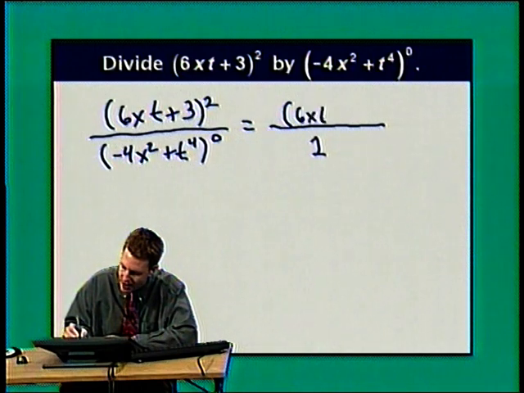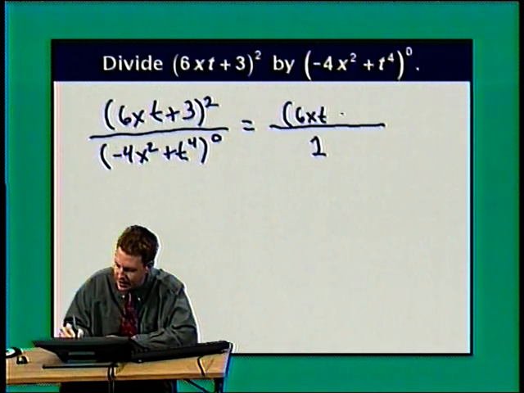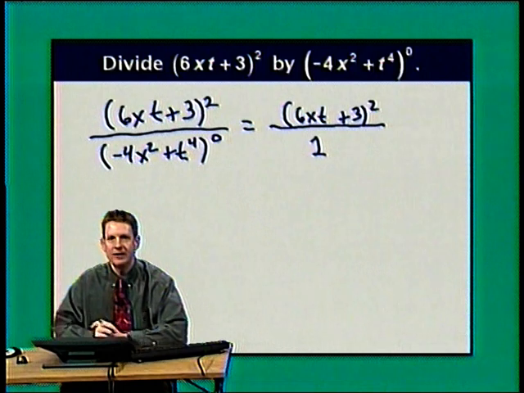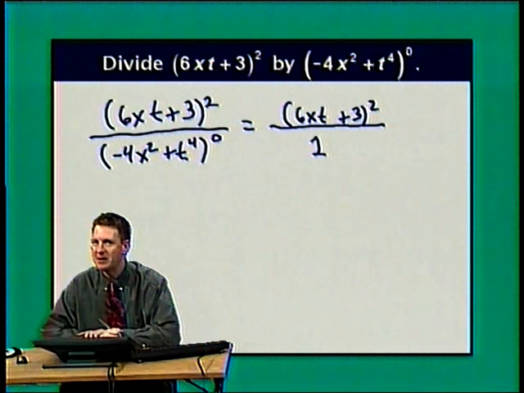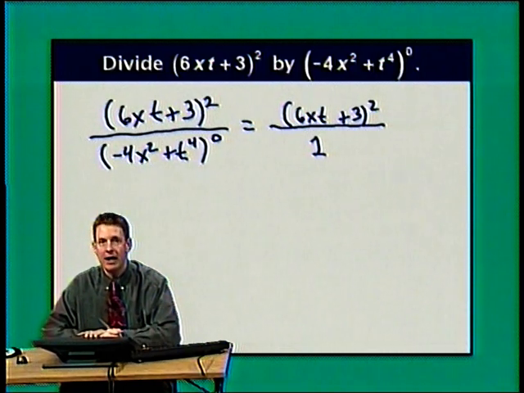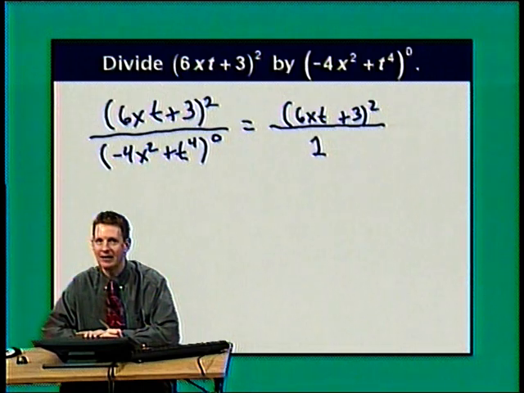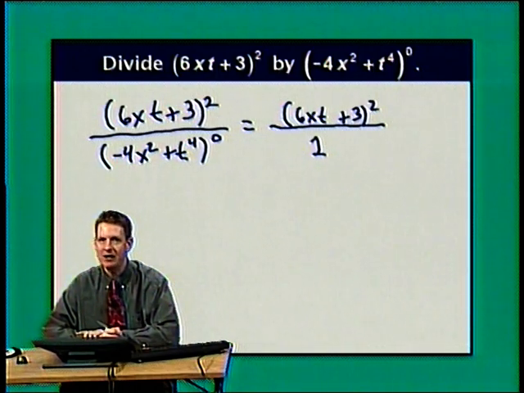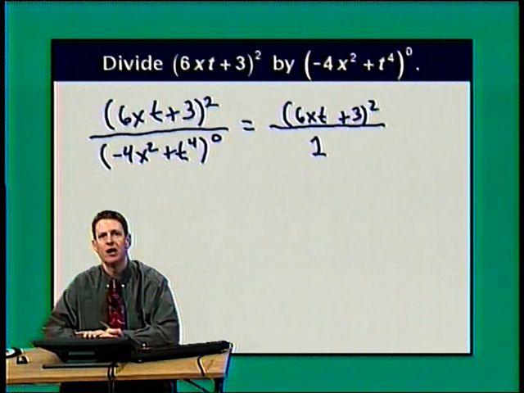And of course, I still have my numerator, 6xt plus 3 quantity squared. Now this is a much more run-of-the-mill problem. In the numerator, I have a binomial that's being squared. How do I know it's a binomial? Because there's an addition sign, and there's a monomial on either side of the addition sign. Two-term polynomial is a binomial. Whenever there's addition or subtraction in the base, you cannot immediately apply the rules of exponents. You need to perform polynomial multiplication.